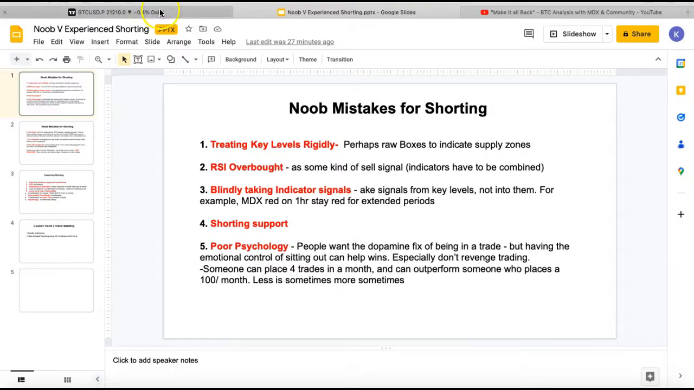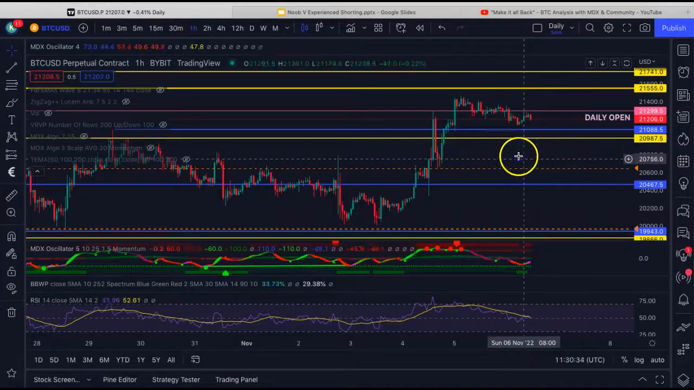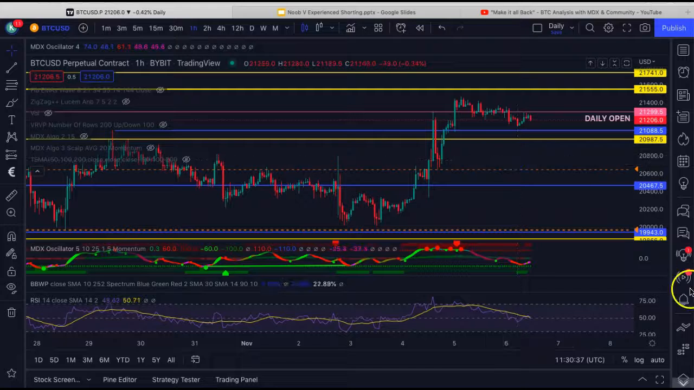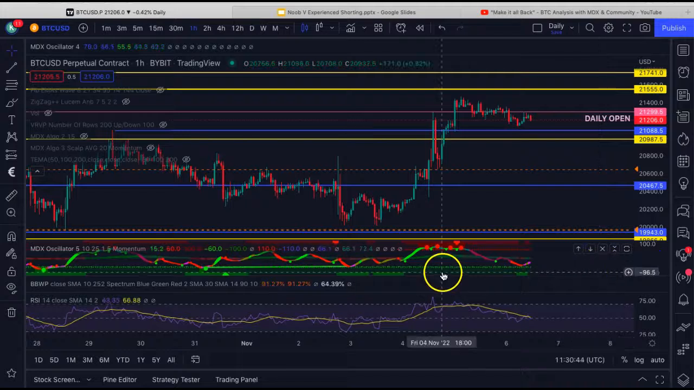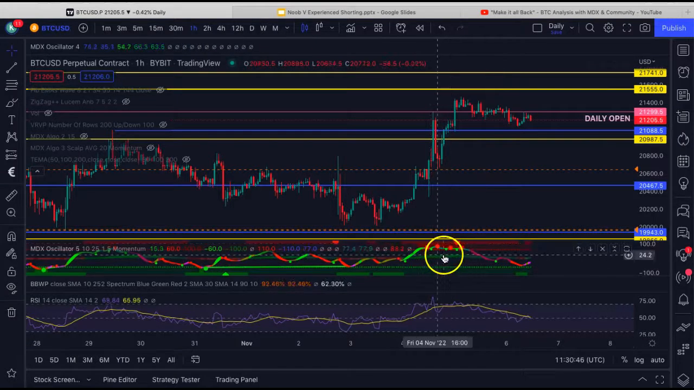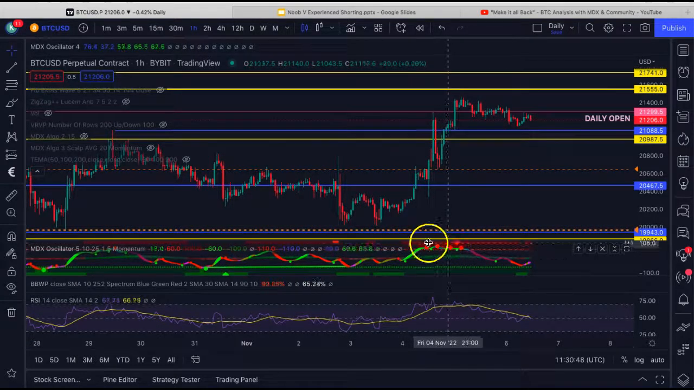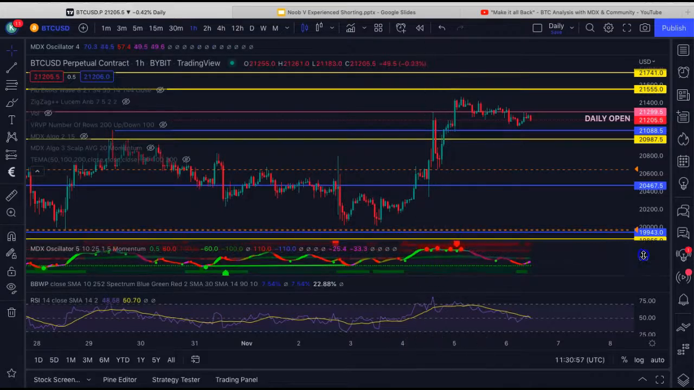And that brings me to my next point. Sometimes people trade purely based on indicators, but everything has to be combined, and it's about developing a system in which you can develop confluences. So, for example, in this case, the MDX Oscillator 5 is an indicator that I really love. I've actually put a link in the description if you want to check it out. But everything has to be used with confluence.